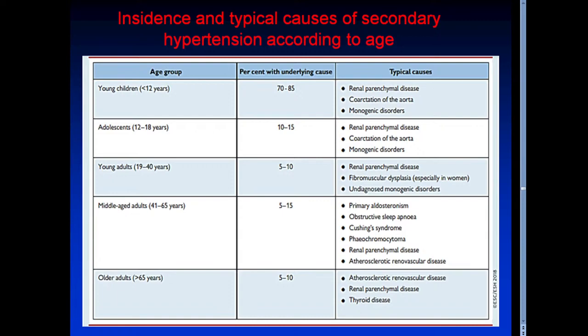In adolescents, it can be 10-15%: renal parenchymal disease, coarctation of aorta, and monogenic disorders. Young adults up to 45, 10%: renal parenchymal disease, fibromuscular dysplasia, especially in women, and undiagnosed monogenic disorders. Middle-aged adults, 41-65 years: primary aldosteronism, obstructive sleep apnea, Cushing syndrome, pheochromocytoma, renal parenchymal disease, and arteriosclerotic renovascular disease. And older adults, 5-10%: atherosclerotic renovascular disease, renal parenchymal disease, and thyroid disease.